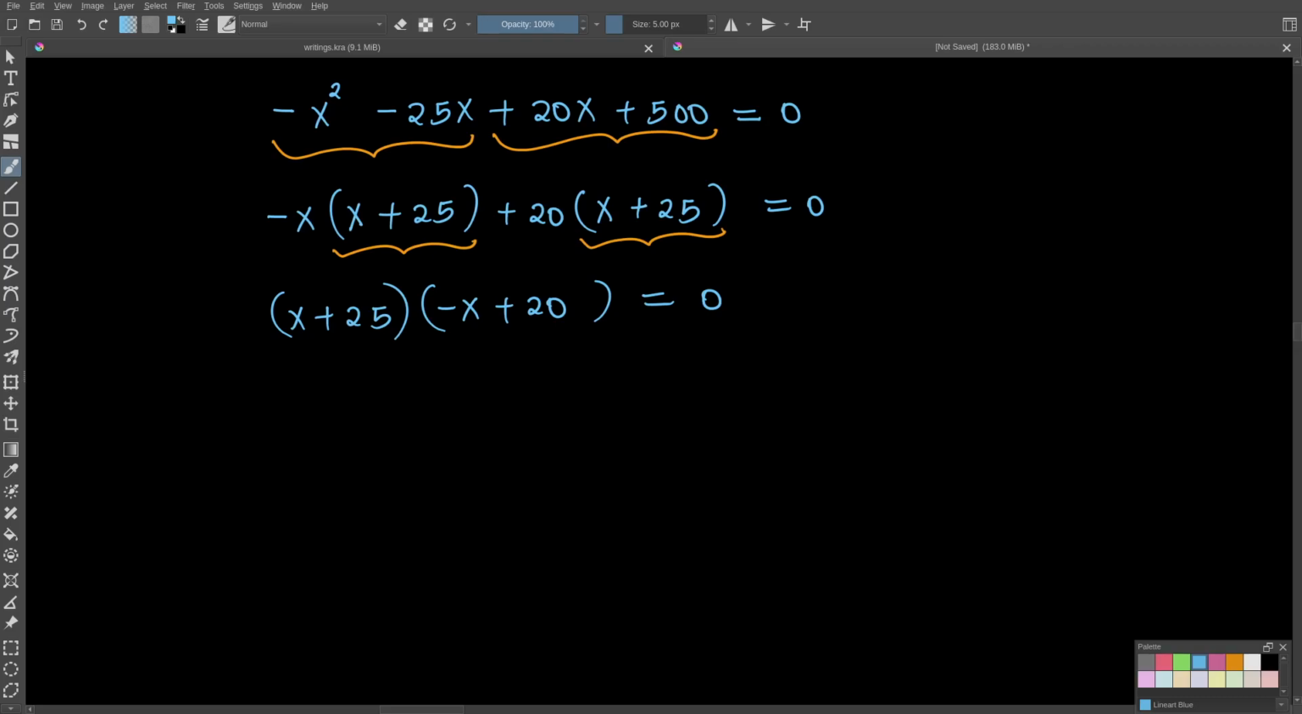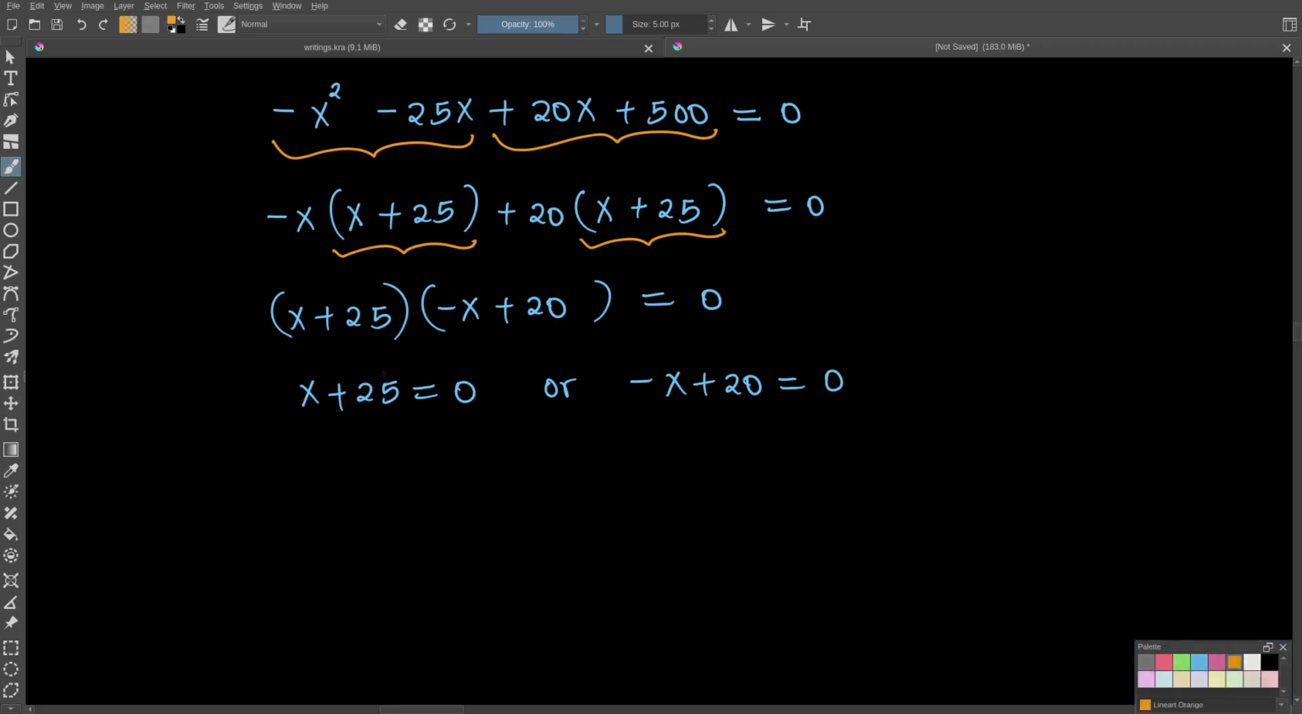Now at this point, you have two terms which when multiplied give you a product of 0. This means that either one of the terms is 0 or both of them are 0. So this means that either x plus 25 is equals to 0 or negative x plus 20 is equals to 0.